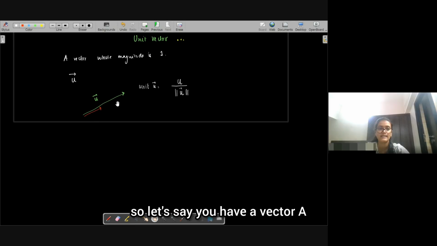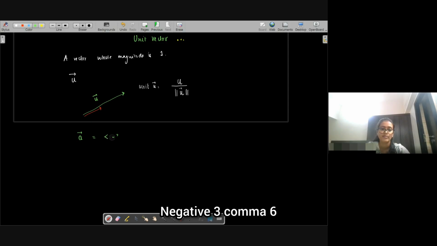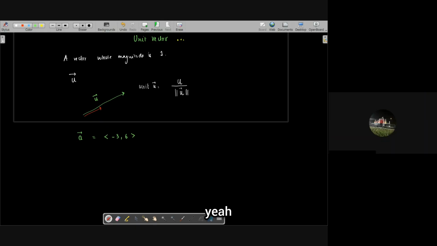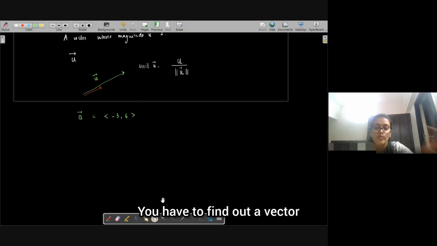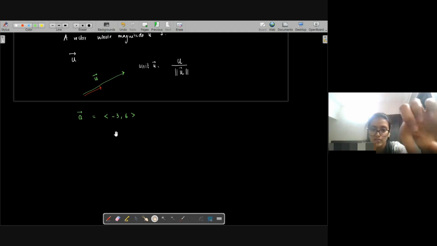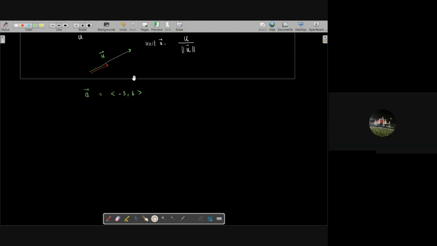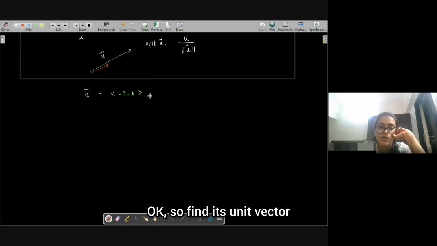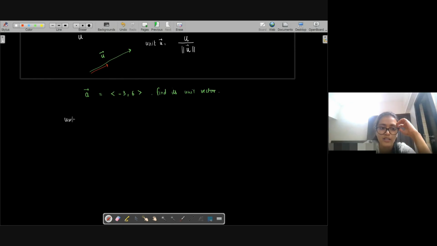Okay. So let's say you have a vector a and it has the components -3, 6. We have to find out its unit vector. That means we have to find out a vector which is along the direction of this vector, but has a magnitude of 1. So find its unit vector. So the formula, you will write unit vector of a is a over magnitude of a.